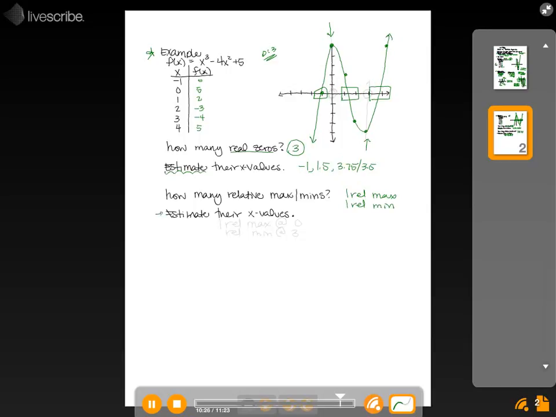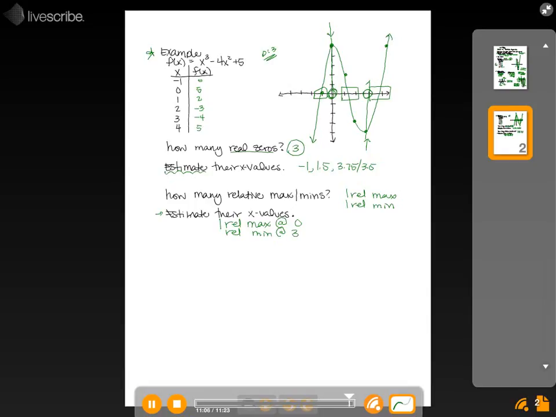The last question here is to estimate their x values. So we're going to draw lines up or down to the x-axis and see where they hit. The relative max we draw down, and it hits at 0. So we would say 1 relative max at 0. The relative min we draw up, and it looks like it hits right there. So our relative min is at, and it hit at 3. And those would be the answers to our problem. We've answered all the questions they asked for.